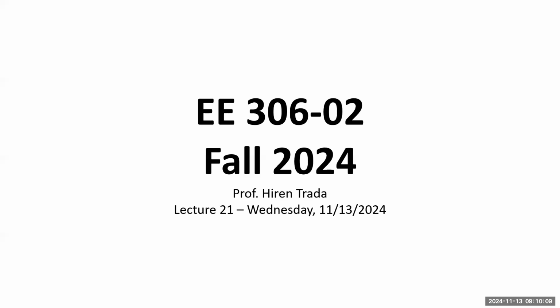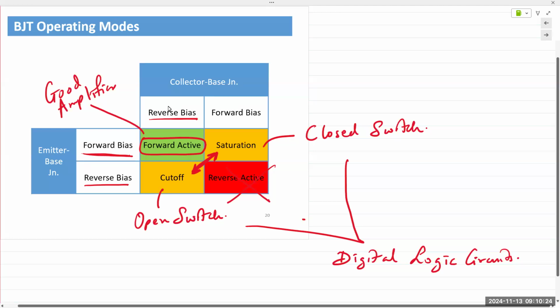Okay, today we will look at BJT characteristics, regions of operation, biasing, forward active model, and a couple of examples. So let's first discuss in brief this slide.